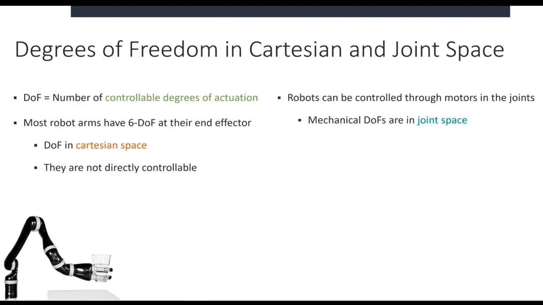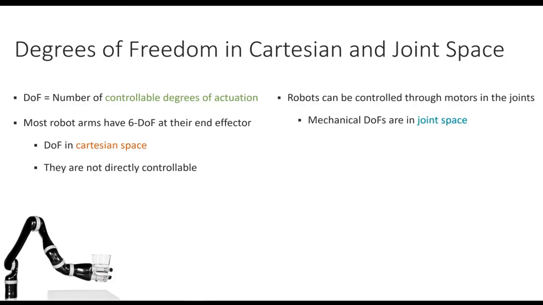And so mechanical degrees of freedom are joint space, so one for each motor typically. We talked about why it was really valuable for robots to have more degrees of freedom than the environment that they are operating in. For example, if you have 7 degrees of freedom in your robot arm, then you have multiple solutions for particular 6 degree of freedom environmental positions. So you have multiple joint configurations that get you to the same X, Y, Z, roll, pitch, and yaw.